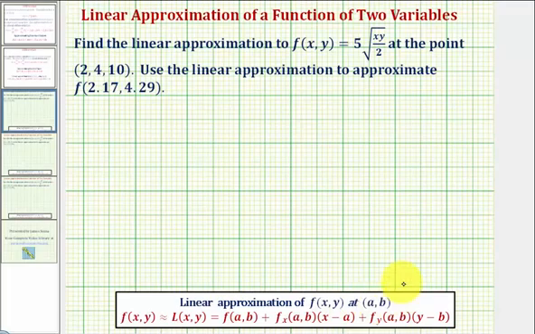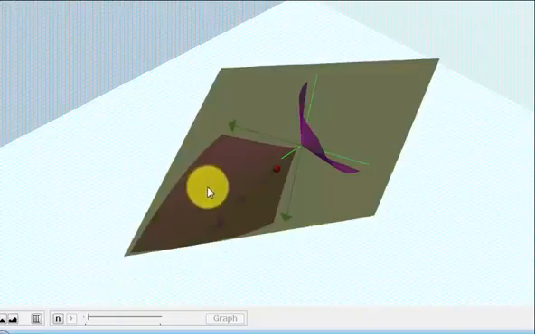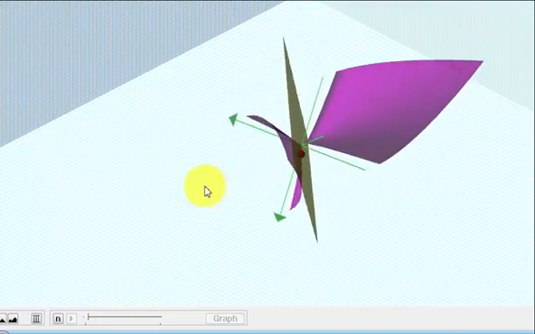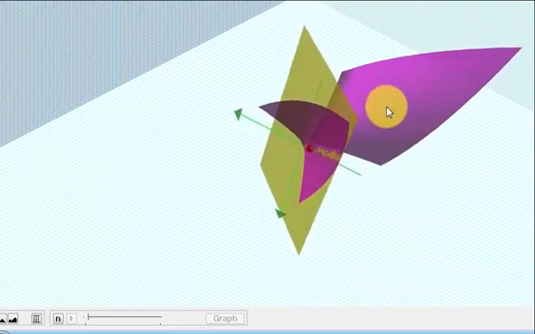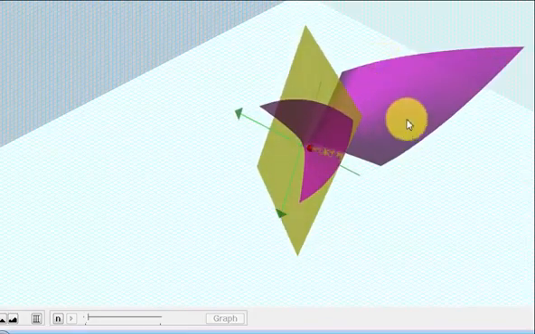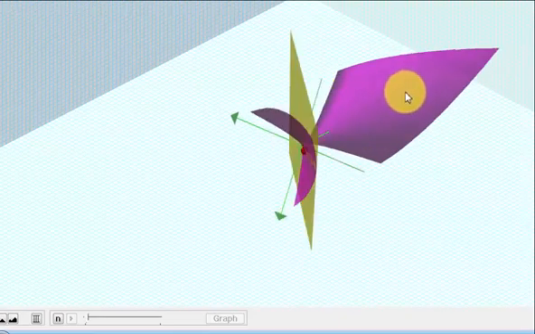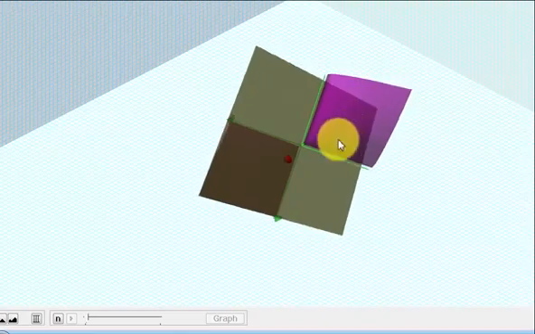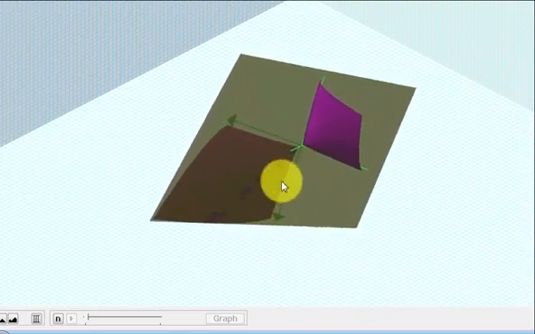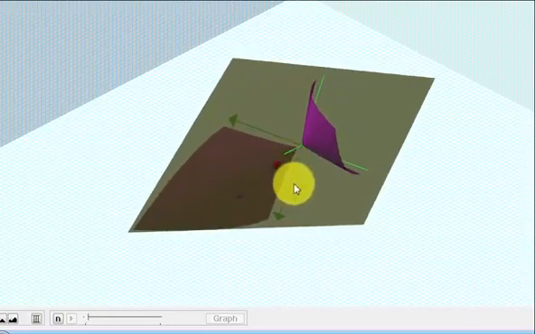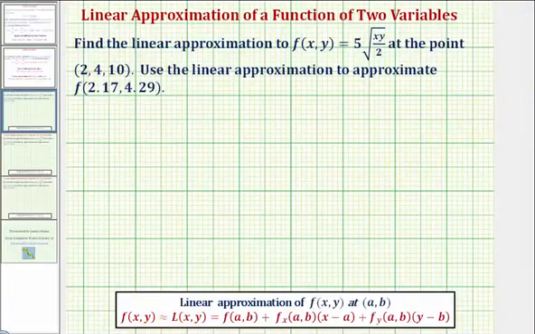So let's take a look at this graphically. Just like in 2 dimensions, we can use a tangent line to approximate a function value. In 3 dimensions, we can use a tangent plane. So here we have the surface graphed in purple. The given point is this red point, and the yellow plane is the tangent plane. So when making a linear approximation for a function of two variables, we're actually using this tangent plane to approximate the new function value.